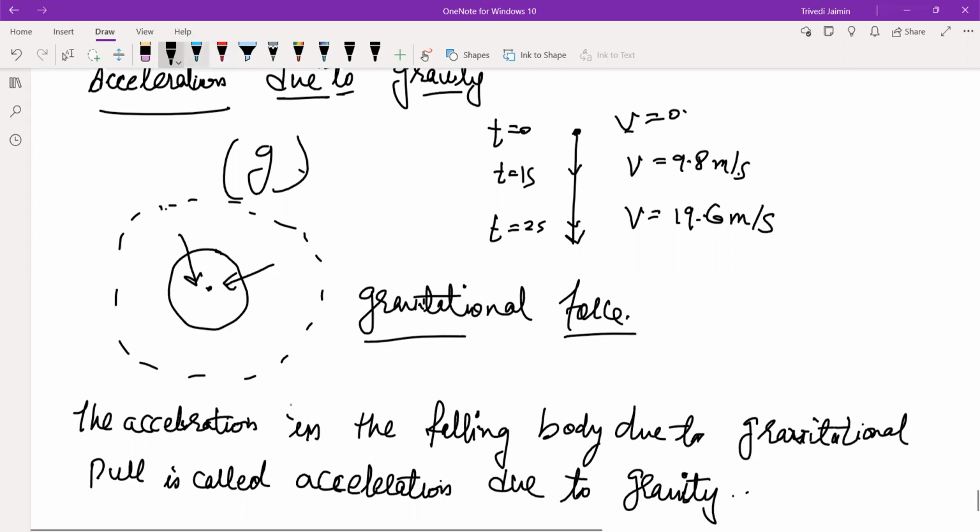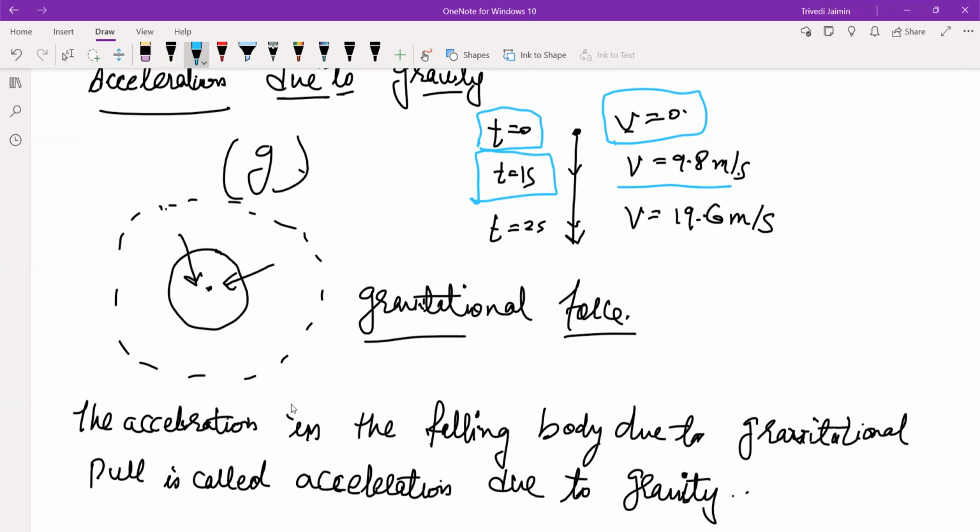What it says is, when time t equals 0, initial velocity is 0. Then when time is 1 second, it increases by 9.8 meters per second. So every second, when time equals 1 second, velocity is 9.8 meters per second. And at time equals 2 seconds, it will become 9.8 plus 9.8, that is 19.6. Sir, why did you write t equals 15?